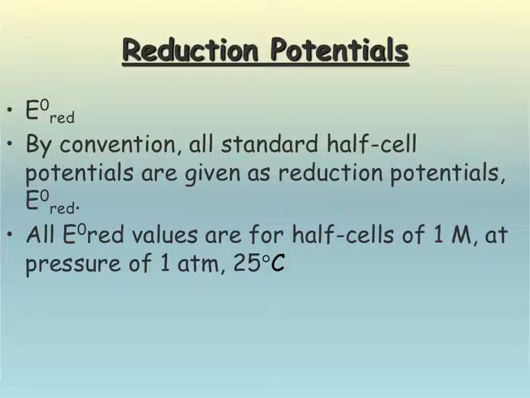All right, so reduction potentials, you'll commonly see them abbreviated this way. By convention, all of our half-cell potentials are going to be given to us as reduction potentials, even though they might not all be very likely to be actually reduced. And all of these values are for half cells that have a concentration of 1 molar or a pressure of 1 atm and a temperature of 25 degrees Celsius.